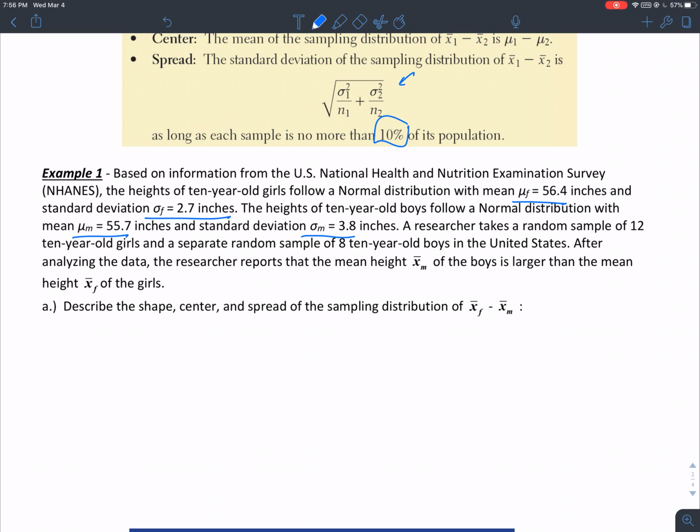Okay, a researcher takes a random sample of 12 10-year-old girls and a separate random sample of 8 10-year-old boys in the United States. After analyzing the data, the researcher reports that the mean of the boys is larger than the mean of the girls. Okay. Describe the shape, center, and spread of the sampling distribution of the difference in sample means. Girls minus boys.